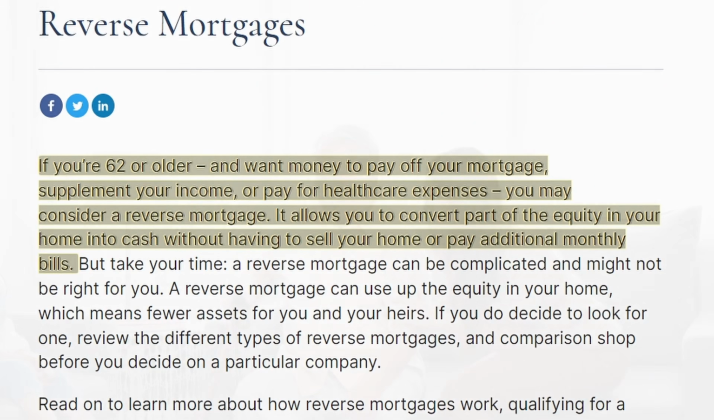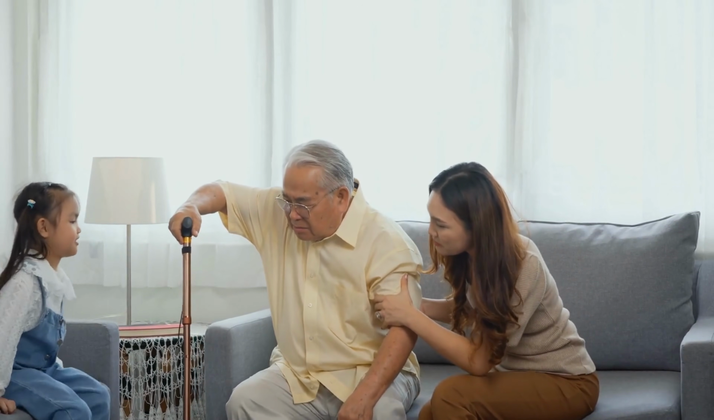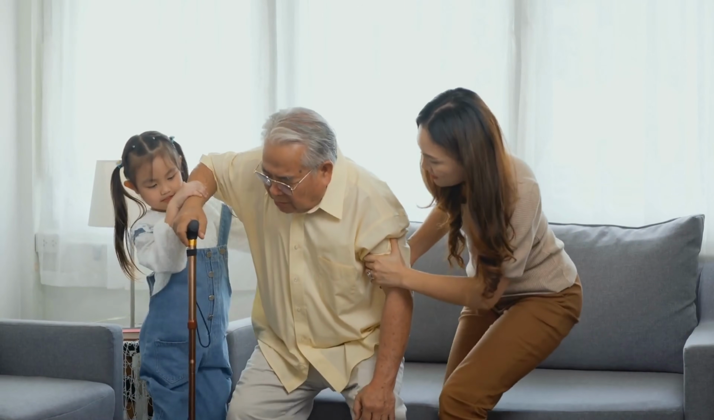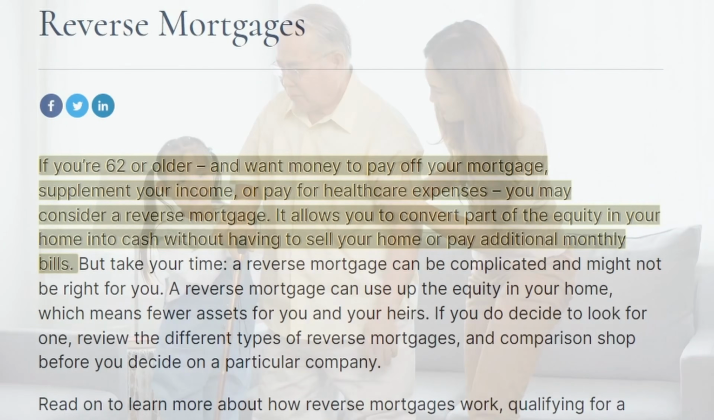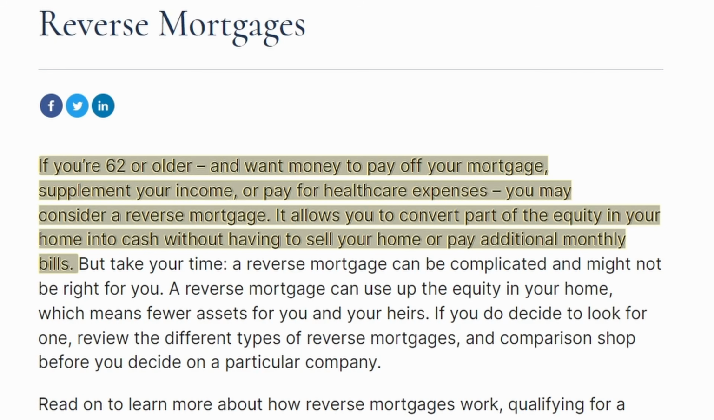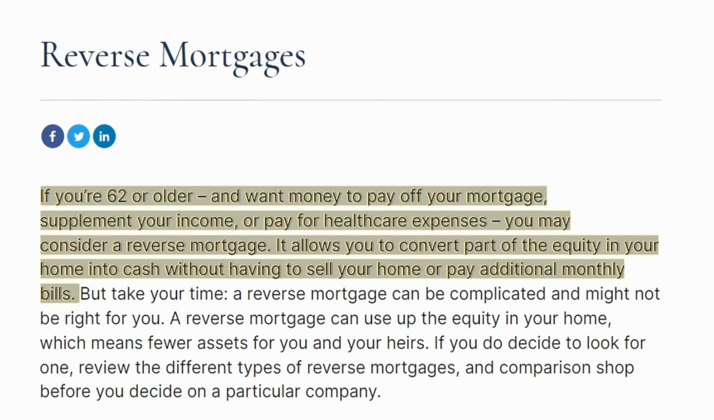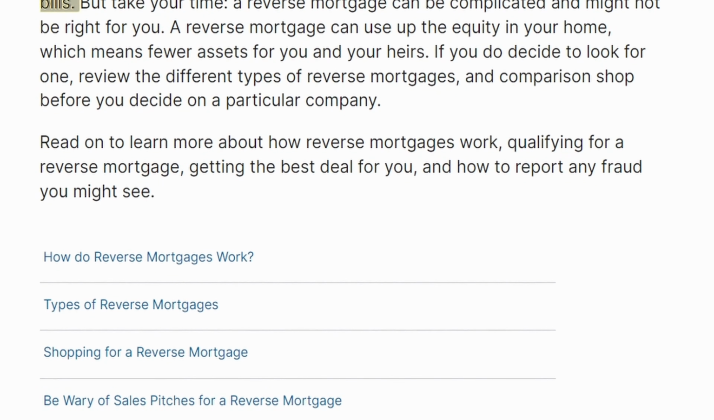Let's first start out with who qualifies and what would prompt you to look into a reverse mortgage. Well, we go right here. If you're 62 or older and want money to pay off your mortgage, supplement your income, or pay for health care expenses, you may consider a reverse mortgage. It allows you to convert part of the equity in your home into cash without selling your home or paying additional monthly bills. Let's go down through and see what it explains here.